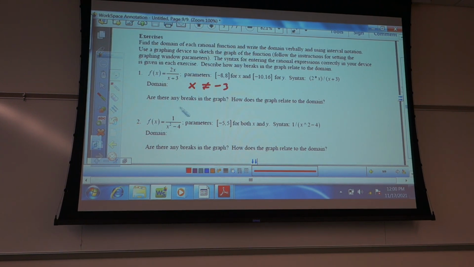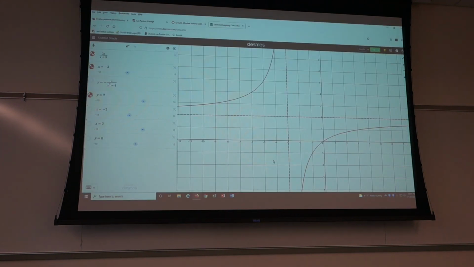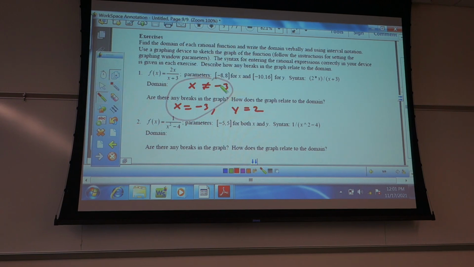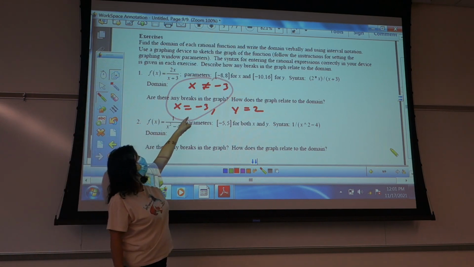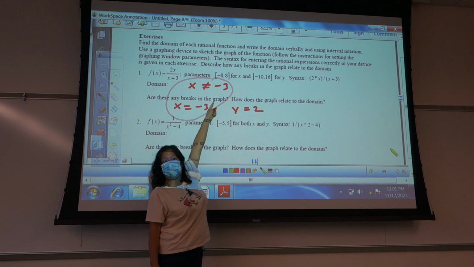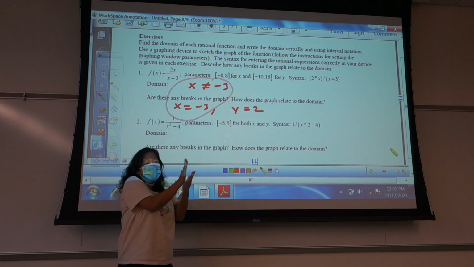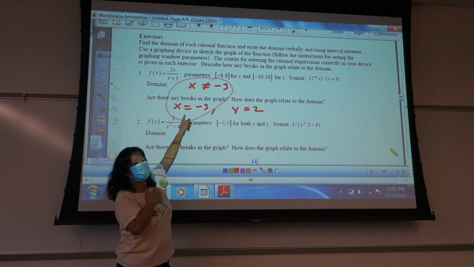What's the other break? The breaks are at x equals -3. Where's the other break at? 2. What's 2? Y. Y is 2. Can everyone see this line here? So the other break is at y equals 2. So x equals -3 is the break. That's the line that x can't touch. So the domain is x can't be -3 because that's the line it can't touch. That's the one you're getting closer and closer to and you can't touch. X equals -3.